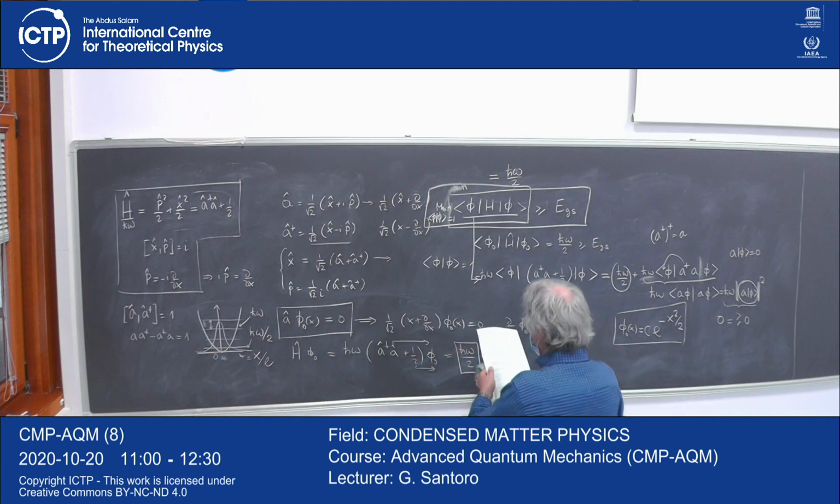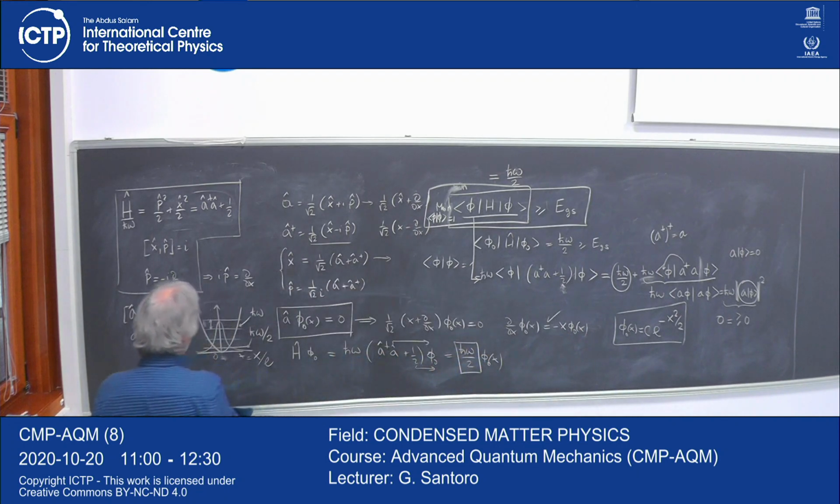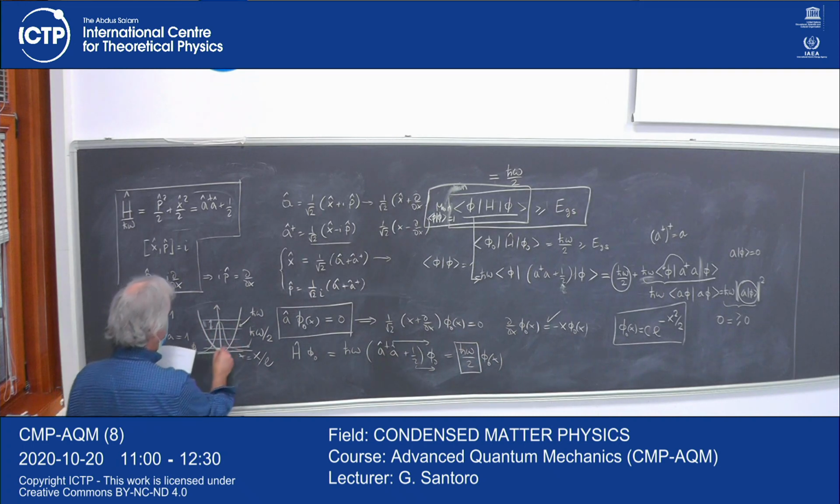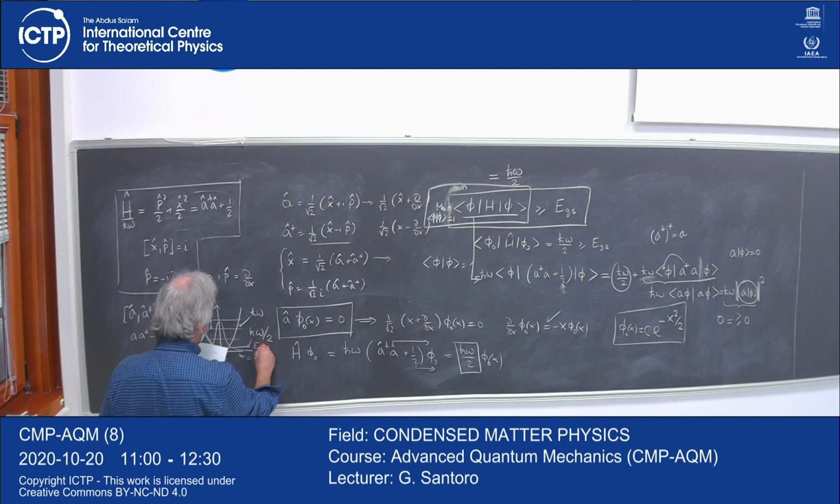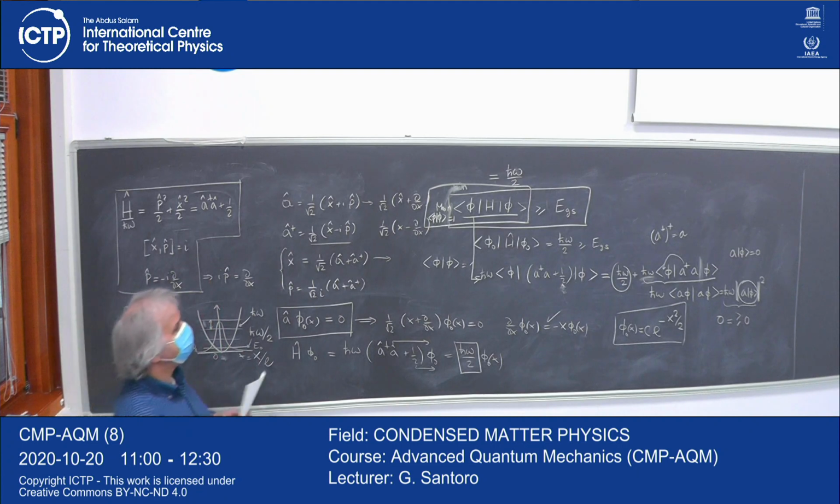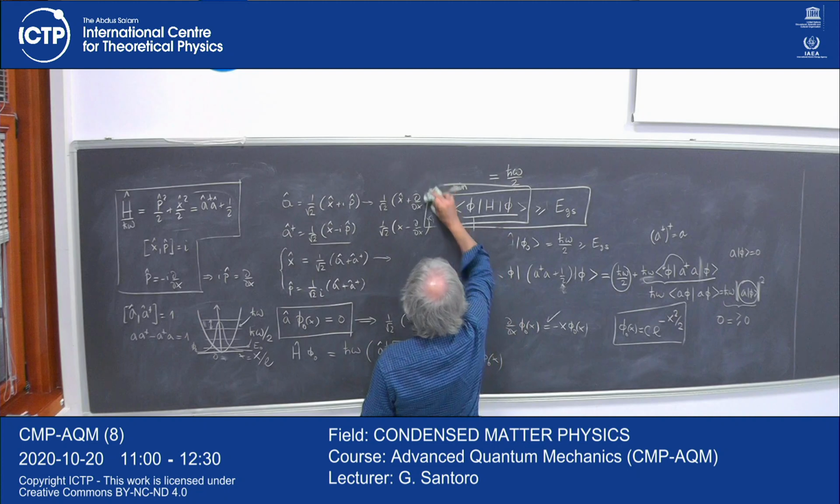Good. Let's continue. So I found the ground state, phi 0, which is this nice Gaussian function. And E0, the ground state energy, is h bar omega over 2. Now I want to construct all other states. And here comes a little bit of algebra now.